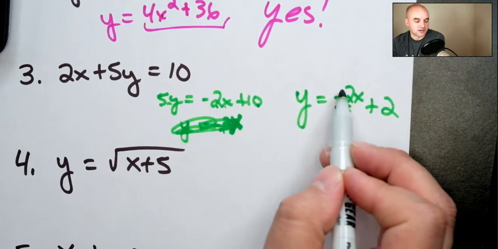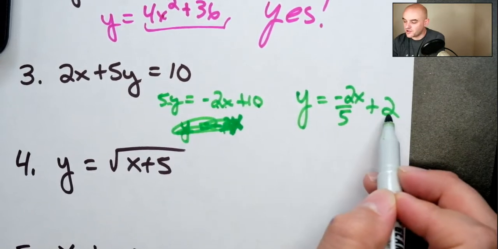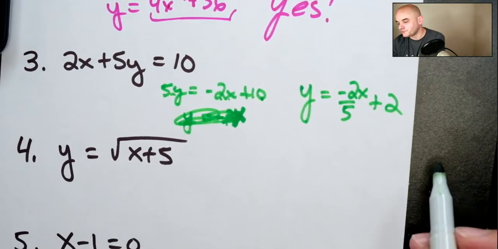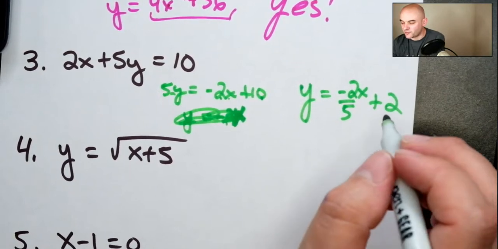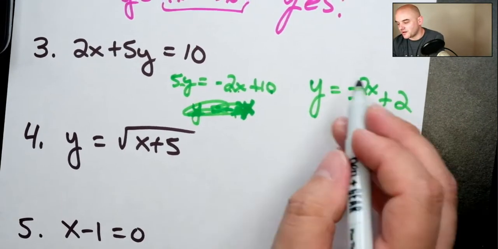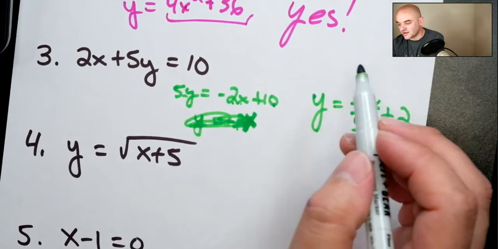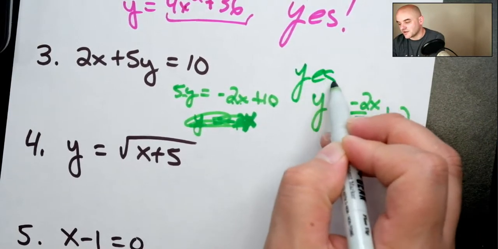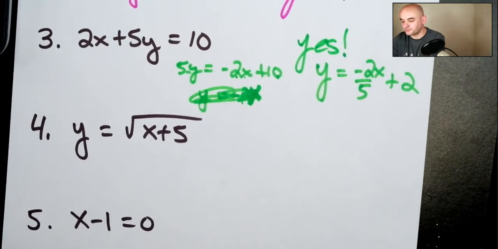So this becomes negative 2/5, and then this right here becomes 2. So now we see it in y equals mx plus b format, where negative 2/5 is the slope, 2 is the y-intercept, but none of that matters. We know it's going to be a line. And so we got yes here. It's not a vertical line, so it's a function.